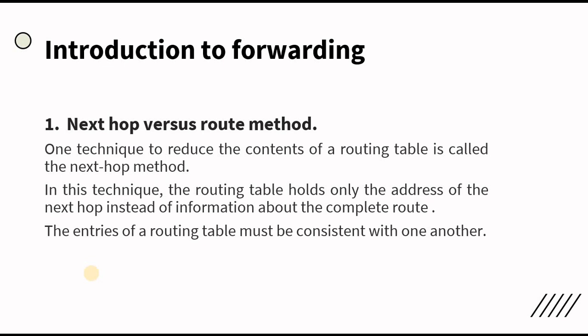The first method is next hop. Next hop versus route method: the route method is our traditional method in which we find the route in the routing table. The technique to reduce the content of the routing table is called the next hop method. In this technique, the routing table holds only the address of the next hop instead of information about the complete route. We already saw in our previous lecture that the routing table contains the complete path from source to destination, which routers the packet visits, and at the end the destination is reached. That whole path is stored in the routing table, so it makes the routing table too heavy.